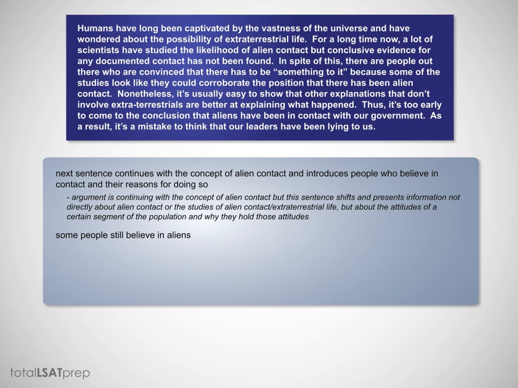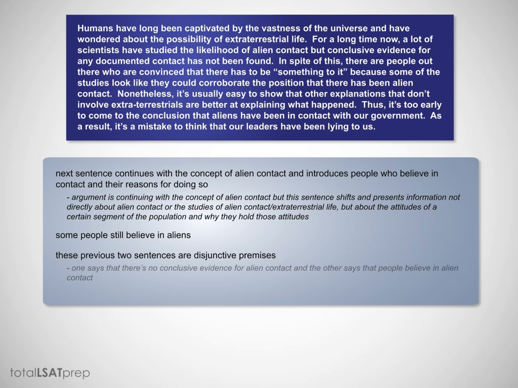And if you noticed, these previous two sentences are disjunctive premises, and we went over them in the previous video, since they hold contrasting views on a particular topic. One says that there's no conclusive evidence for alien contact, and the other says that people believe in alien contact.